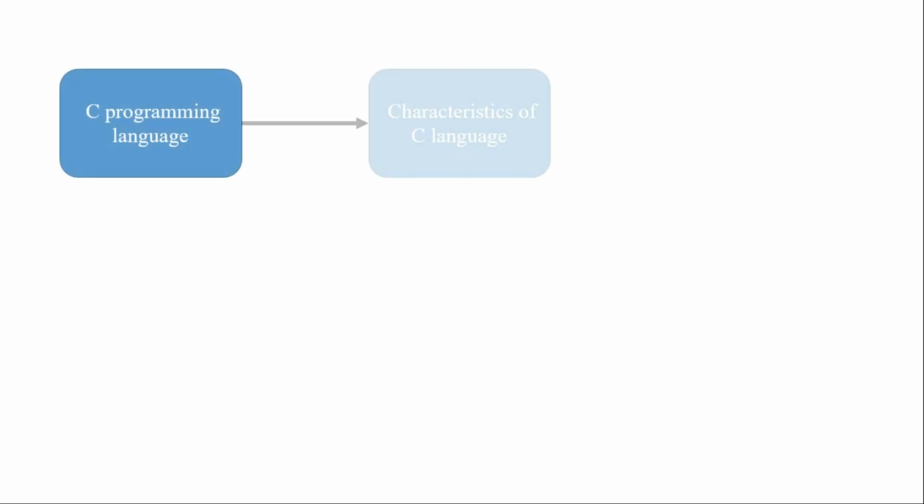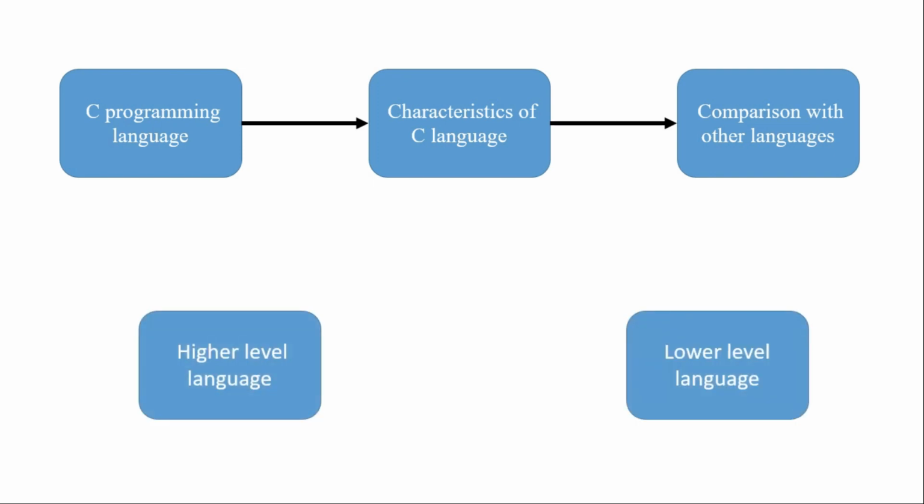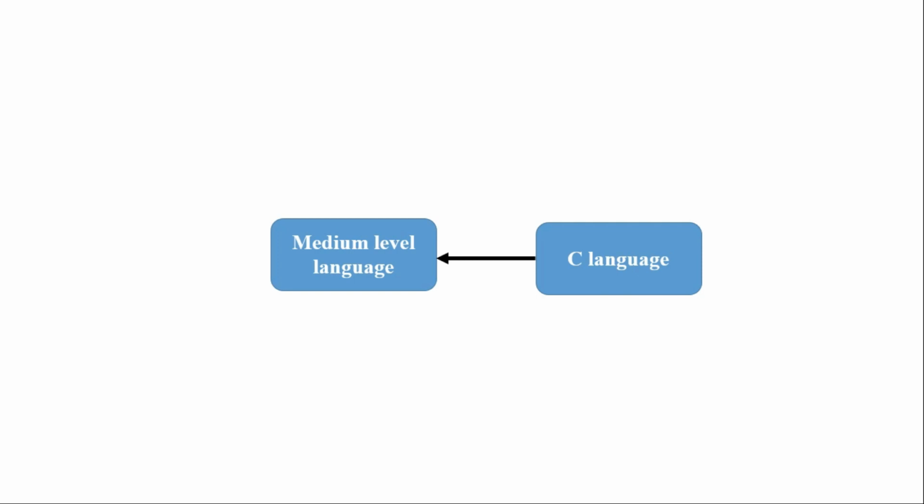Eventually in this series, we will learn some characteristics of the C programming language and we will also compare it with some other programming languages. But before that, it is absolutely important to learn about higher level language and lower level language. By understanding this concept, we will be able to understand why C language is known as a middle level language. It is absolutely important to know this thing, so watch this video till the very end.